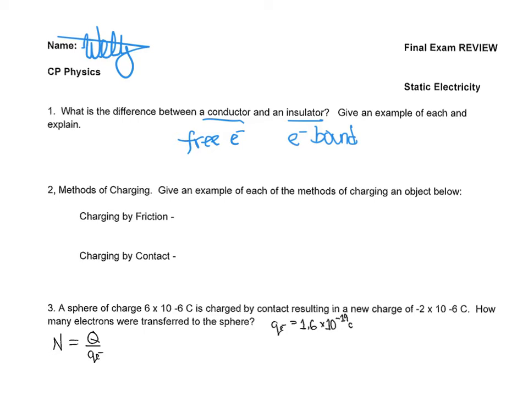All right, methods of charging. Give an example of each method. So charging by friction: we're picking up electrons and transferring them from one surface to another. You did this with John Voltage in the example, even when you scuff your feet along the carpet and pick up electrons. Or another one could be rubbing a balloon on your head.